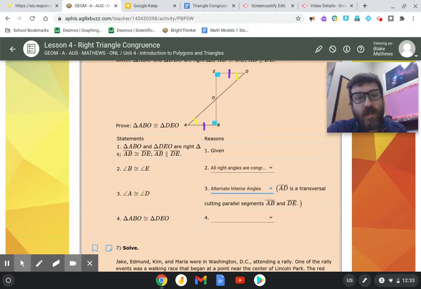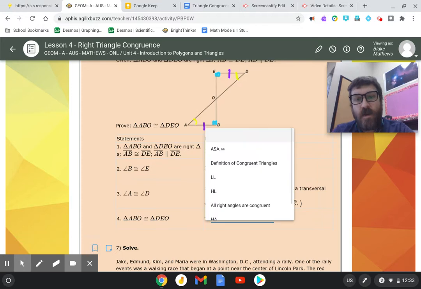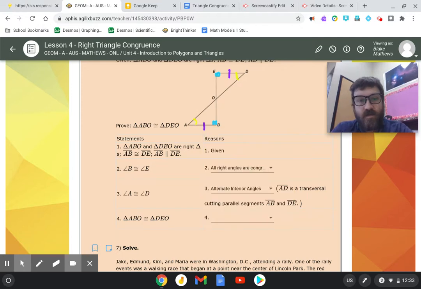And then lastly, we get to prove the triangles are congruent, and we do so by saying, well, we have 2 angles. Or we have a pair of angles and a pair of sides, and that is, let's see, that's a leg and an angle.